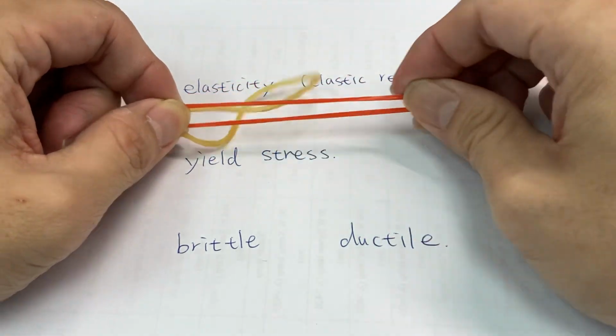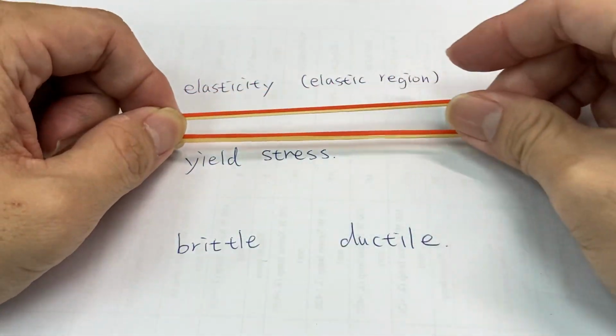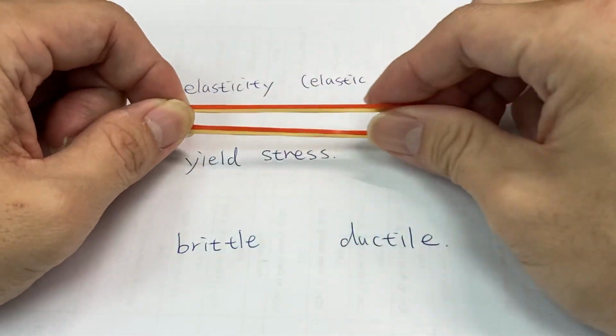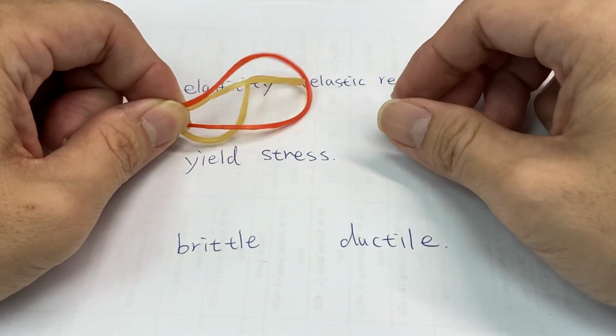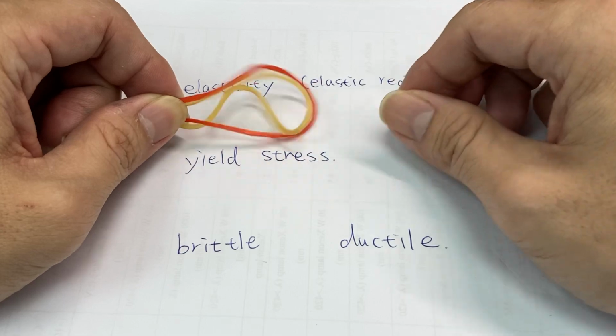That's called elasticity. It means the material can restore back to its original state.